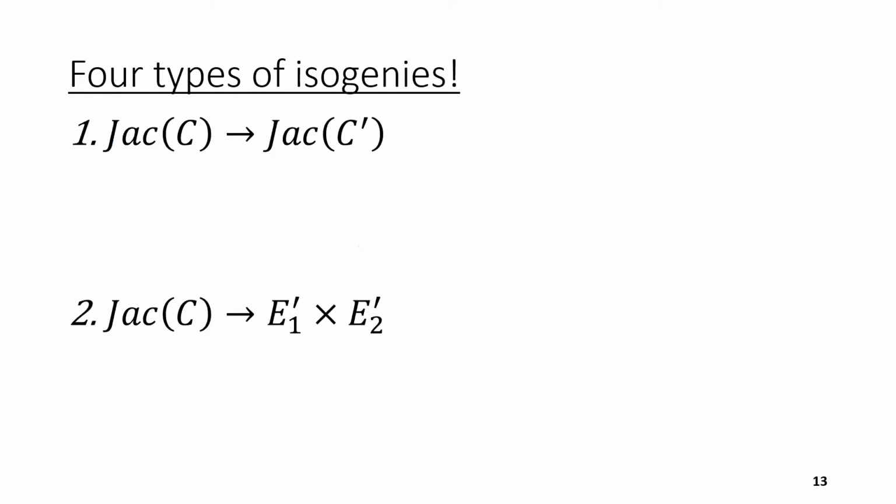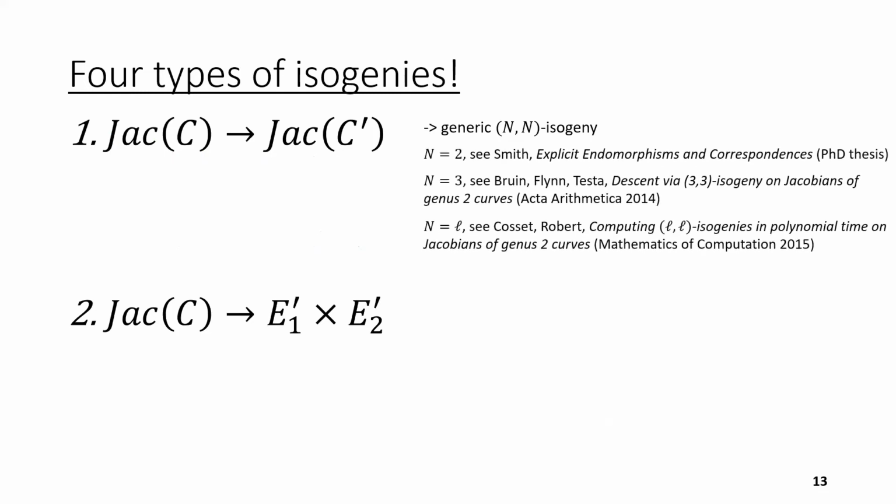Okay, so we found isogenies now, and we know what objects we're working with. We have two types of objects, which means we have four types of isogenies. The first one, I don't think it has a special name. These are just called generic (N,N)-isogenies, I think. I don't want to talk too much about it.